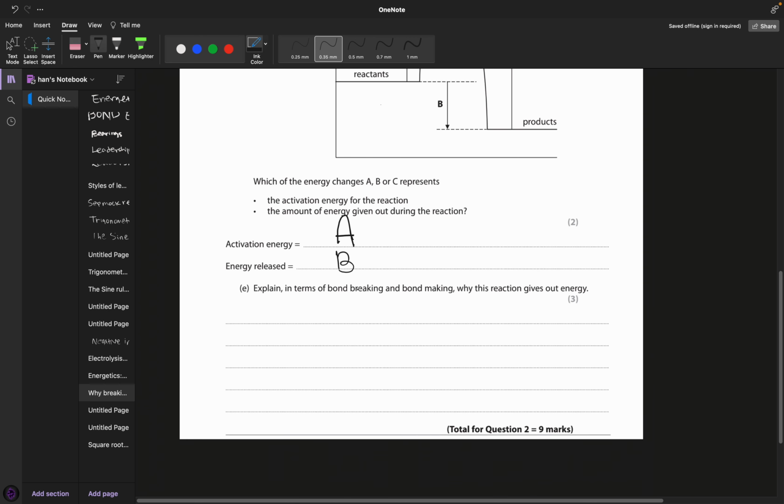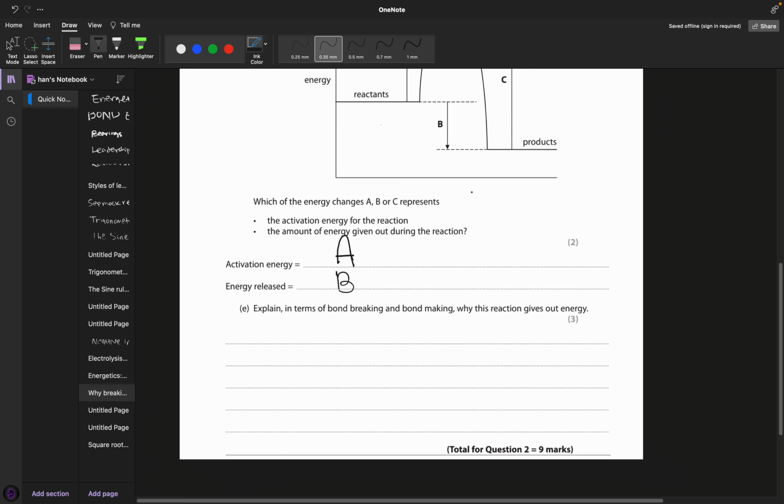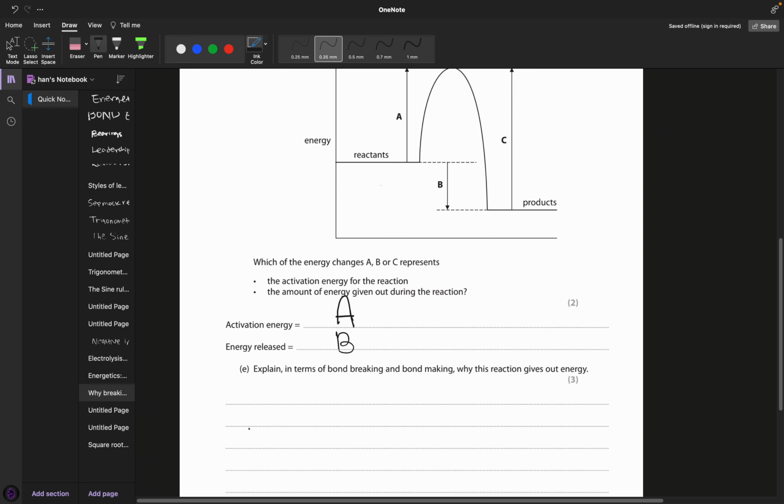Now explain in terms of bonds breaking and bonds making why this reaction gives out energy. Well, this is the concept we've been thinking about right now.